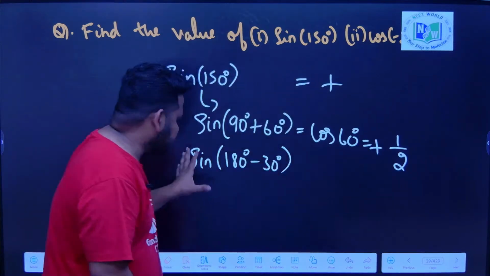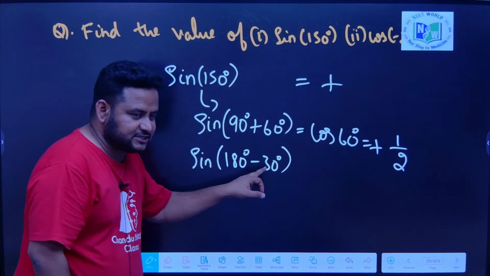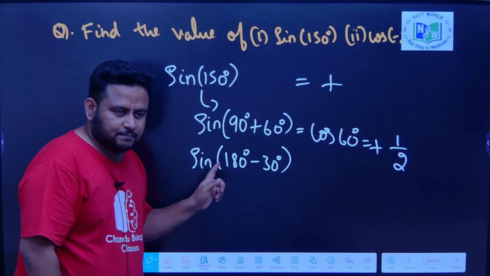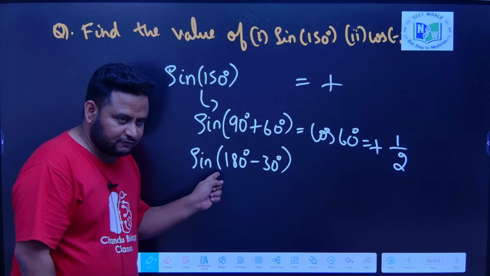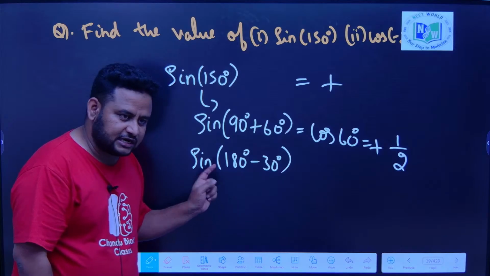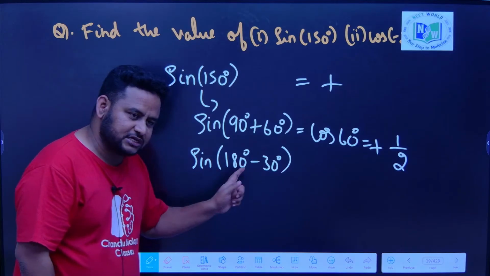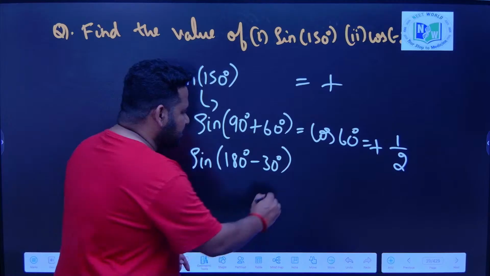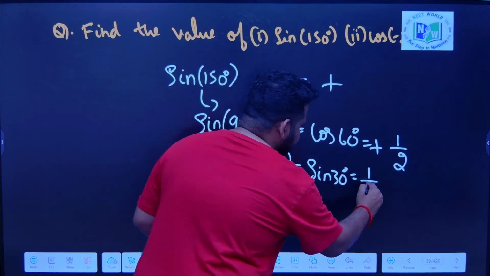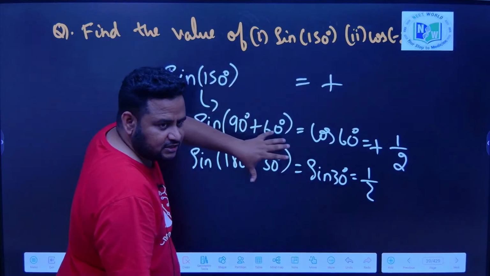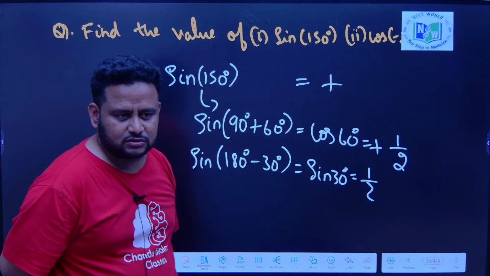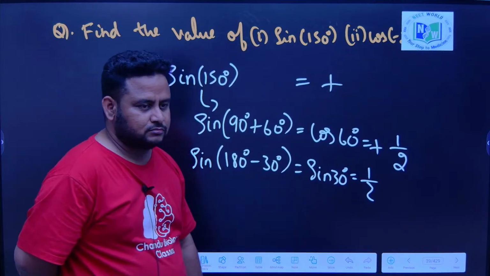Now look at this. Another way is sin of 180 minus theta. So 180 is an odd multiple of pi by 2 or an even multiple? Pi by 2 means 90 degree. To get 180, what should I multiply with 90? That is 2 pi by 2. 2 is odd or even? Even. So sine will remain as sine itself. So this will become sin 30. What is the value of sin 30? 1 by 2. So either you do it by this method or that method, the answer remains the same. Got it? So the answer will be 1 by 2.